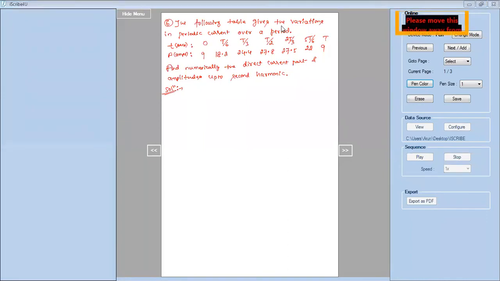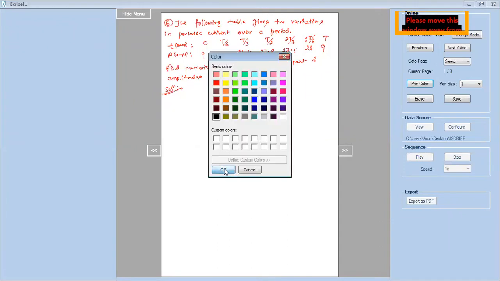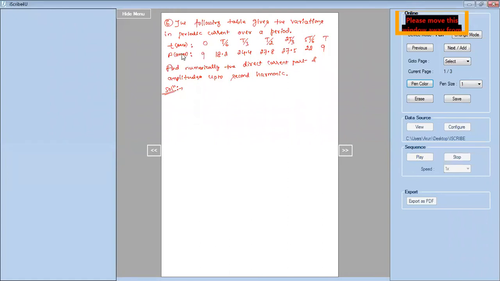Now it is the same as the last problem, but the question was somewhat different here. They have given variation in a periodic current over a period. Find numerically the direct current and amplitude up to the second harmonic. That means it is a Fourier series expansion up to second harmonic. And as I told, the values are not in degrees or radians. It is an arbitrary value, t by 6, 2t by 3 and all. So like this means it is a problem of 2L period. So I'll just write like this.